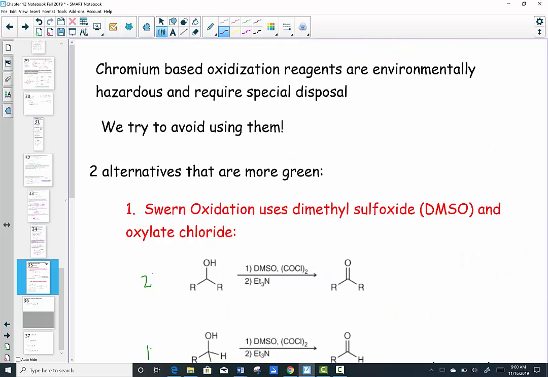There's a drawback to this whole mechanism of using chromium-based oxidative reagents. Any of the previous slide contained chromium. They're environmentally hazardous and they require very special disposal. It is critically important to keep them out of the water supply.